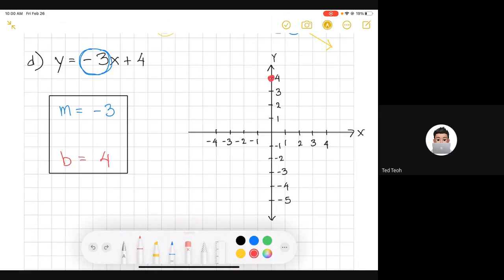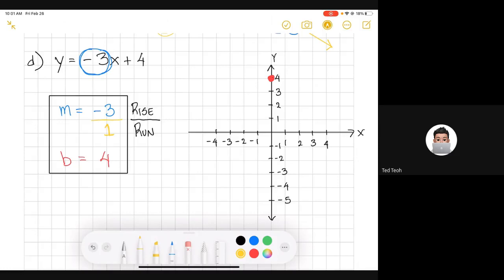Okay, so here is my y-intercept, which is +4. Now, some of you guys are going to go, oh, my rise is -3, so I'm going to go down. But when I have no run, and this question is not a fraction, it's just -3, I have to remember that in math, a number by itself is actually over 1.